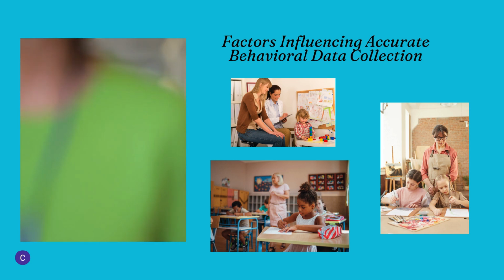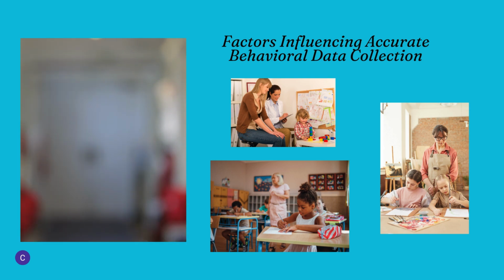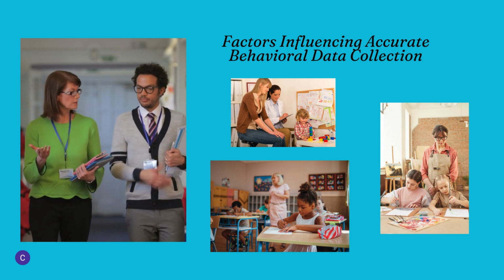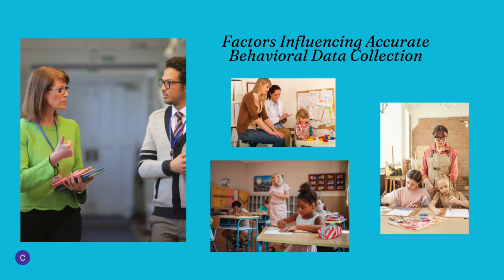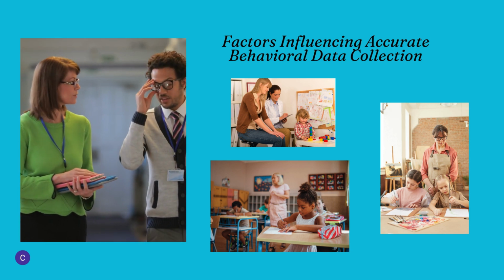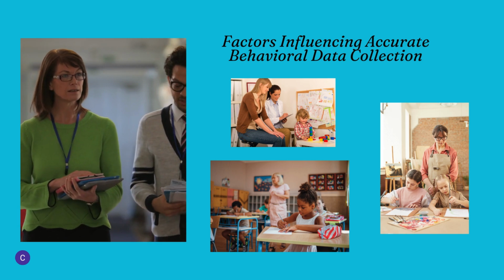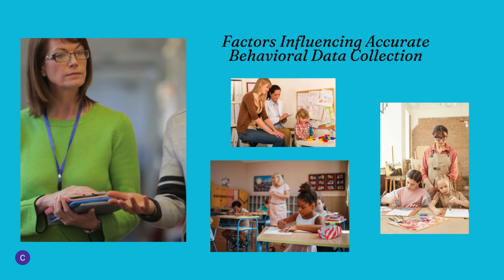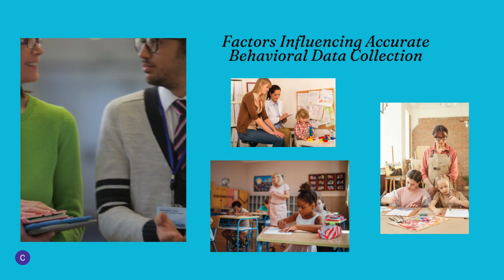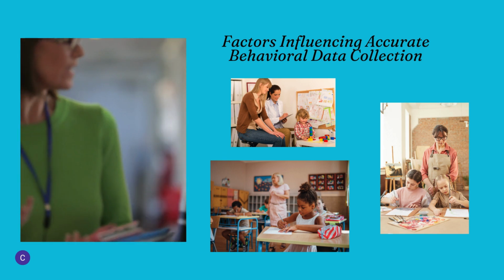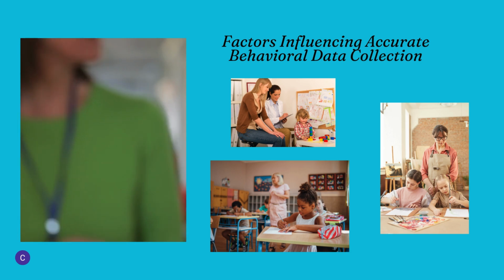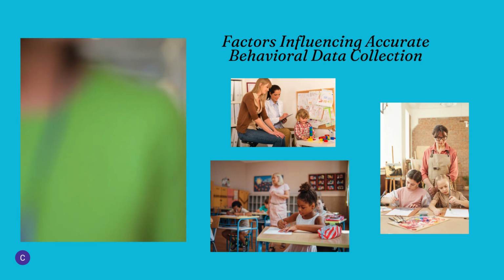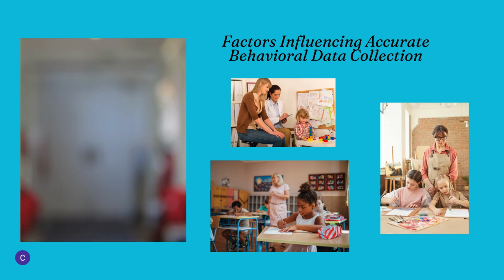Finally, the frequency and duration of observations matter. As Pelias et al. 2018 highlight, short or infrequent observations may not capture a child's full behavioral range. Regular, extended observations are key to identifying patterns and ensuring reliable data. By considering observer bias, environmental context, and the duration and frequency of observations, educators can gather more accurate, comprehensive data that genuinely reflects the child's needs.